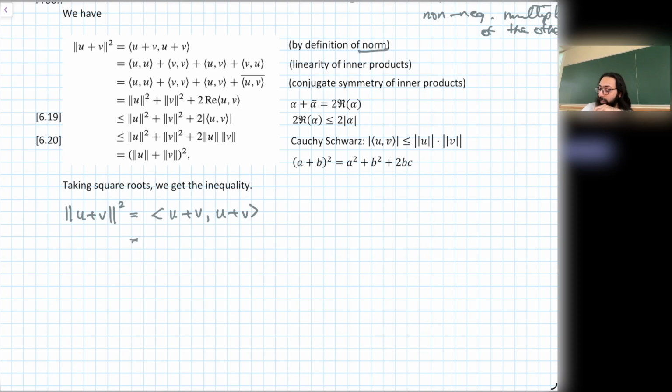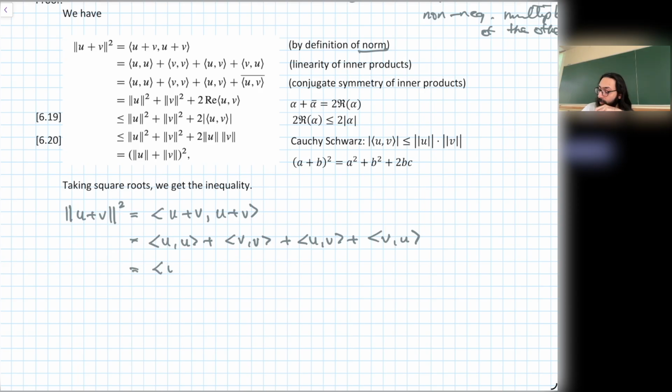The next step is, of course, we're going to use the linearity of inner products. So how do we expand it? Let's write the vv term together, and then you have the cross terms. So then you have uv plus uv. Is that okay? I've done nothing, I'm just expanding.